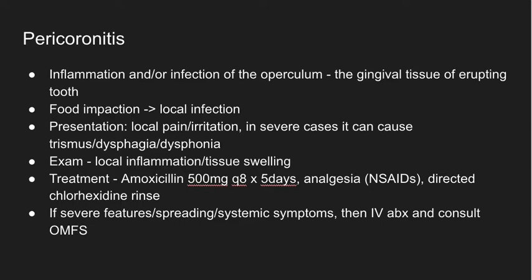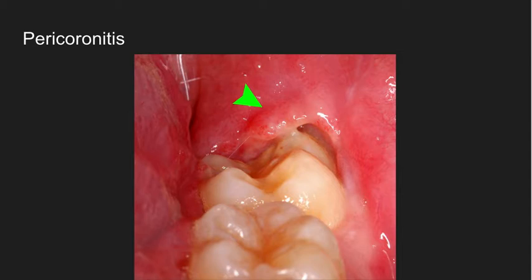For irrigating these, you can use the chlorhexidine, and then you can use an angiocath on a syringe and direct it underneath the operculum, and you can give them something like that to go home with to irrigate with. Here's a picture of what pericoronitis looks like.